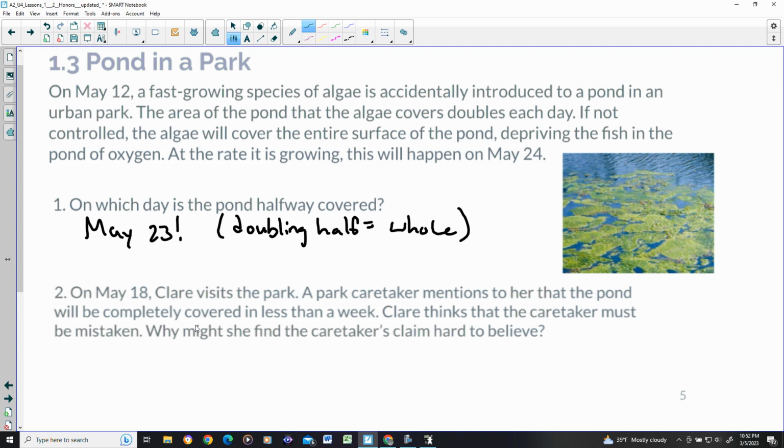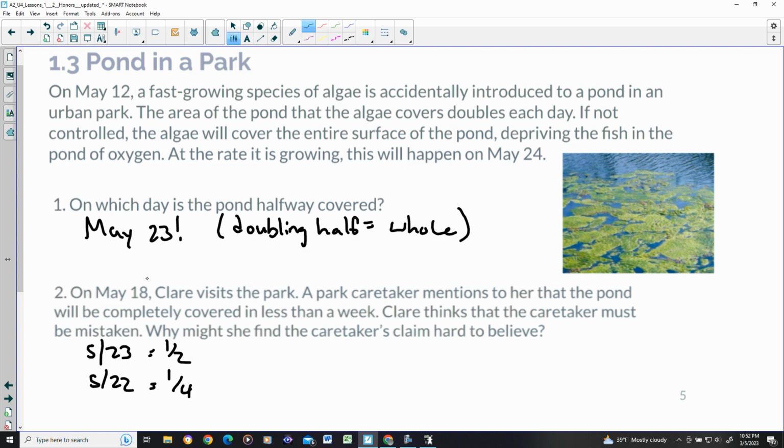Now, we already know it's not half, right? Because 18, yes, is half the days. But remember, it doubles each day. So let's think about it this way. If it doubles each day, then on May 23rd, right? We already know that on 5/23, half the pond was covered. But then what must have been the status on 5/22? Well, if half the pond is covered on the 23rd, then what gets doubled to make a half?